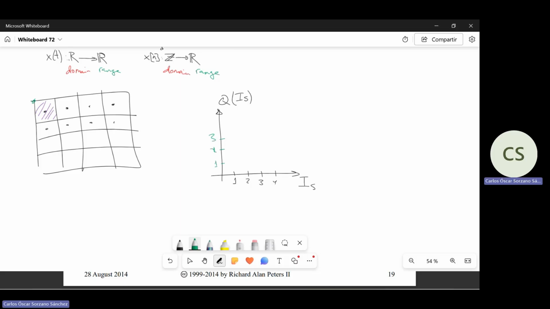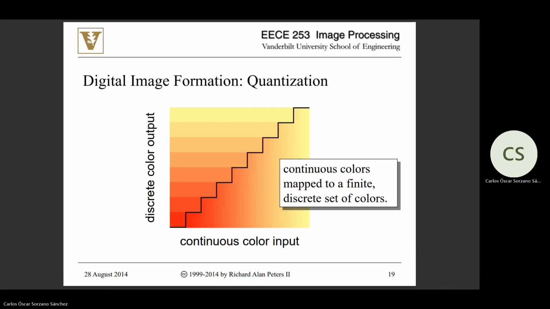And our output will be rounding. If you are between 0 and 0.5, I will return 0, and then I will return 1. So this operation is round. You can also represent this with square brackets, which are the rounding operation. So we are rounding the continuous values that you have after averaging to some integer.